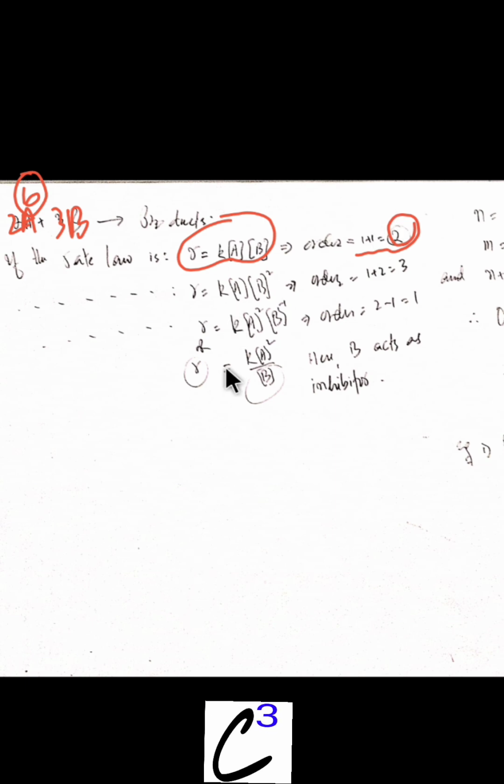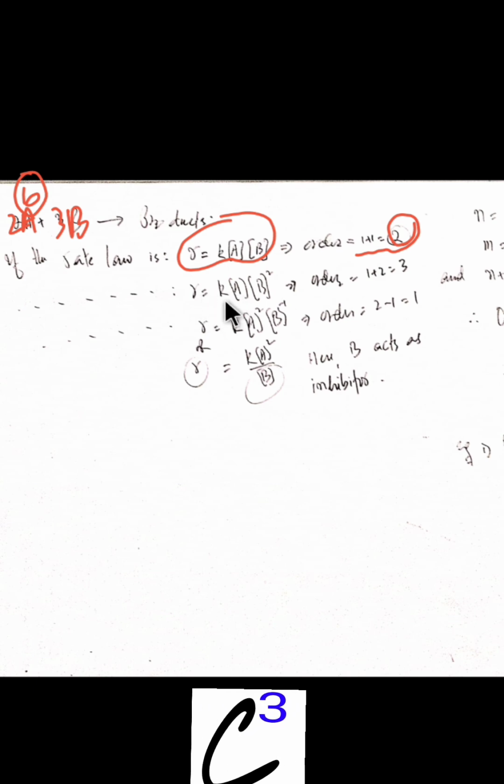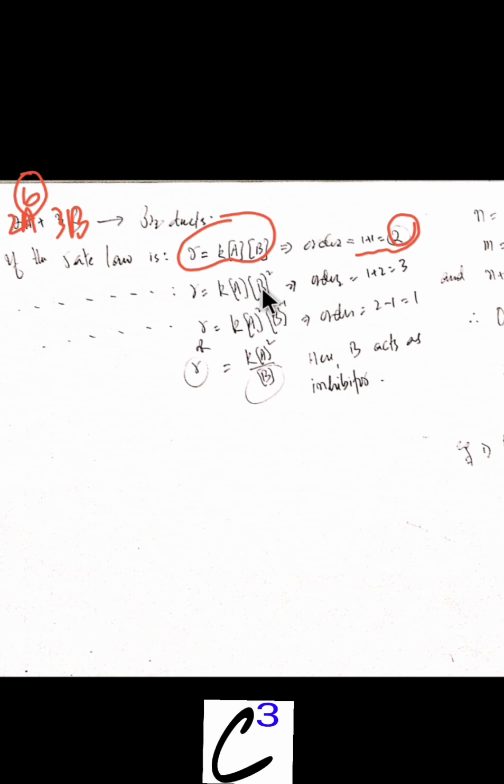Okay, and if the rate law of this particular reaction is written like this, R is equal to K[A][B]^2, then the order with respect to A will be 1, the order with respect to the reactant B will be 2, and the overall order of the reaction will be 1 plus 2, that is 3.